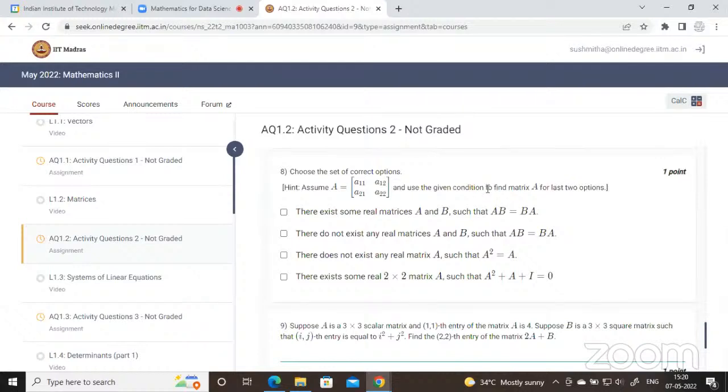Matrix A is equal to A, B, C, D. When we multiply A with the same matrix, then AB is equal to BA. We can square it, right? We can get this as B equal to B. Okay, madam. Fine. What about the fourth option?